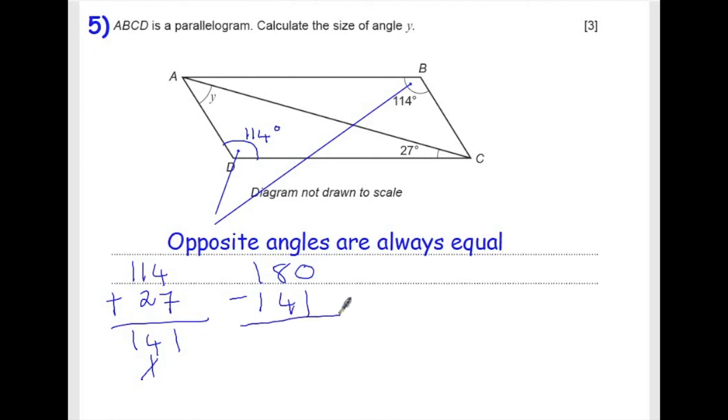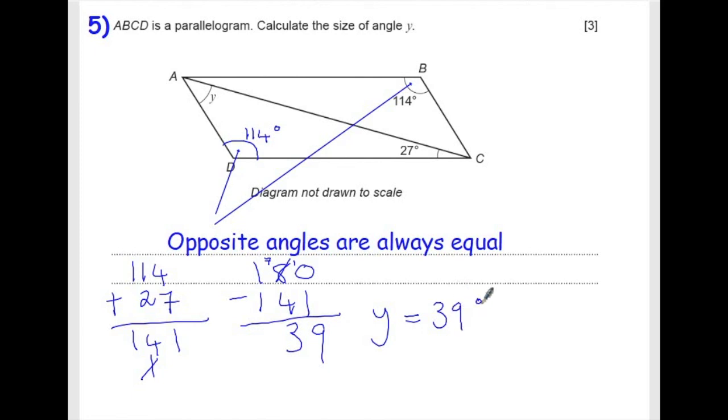left with. 0 take away 1 we can't do, so we need to borrow from the 8, which becomes 7. 0 becomes 10. 10 take away 1 is 9, 7 take away 4 is 3, 1 take away 1 is 0. Therefore, y is equal to 39 degrees.